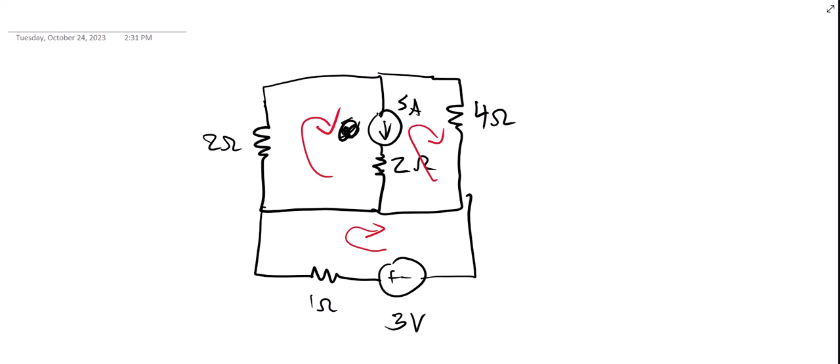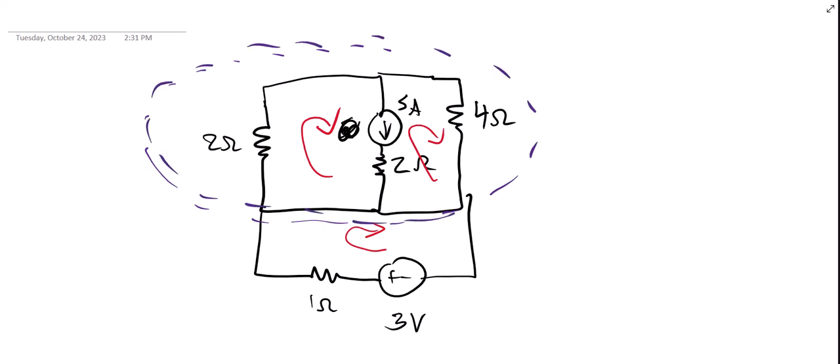And what it does is it allows me to treat this as a super mesh. And here's how you do it. I would call this first one I1, and this I2 and this I3 just as before. But my first equation is going to be that I2 minus I3 equals 5. Because remember that current down that middle branch is I2 minus I3, and it has a current source. So that has to be the value of that current.